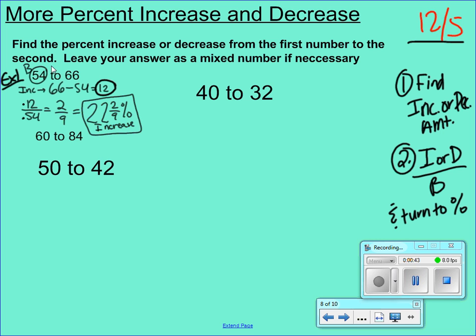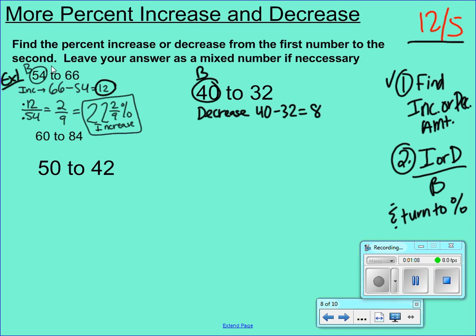Decrease. All right, so we've got a decrease here. Who can tell me the base? What is our base? Ananya? 40. Okay, so 40 is our base. So how are we going to find our decrease? Isabel, oh, you told me last time. Jamie? 40 minus 32, which equals 8. Our decrease amount is 8. So step 1 is complete.